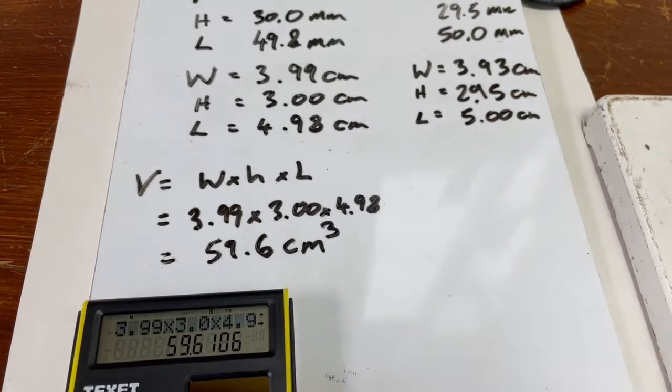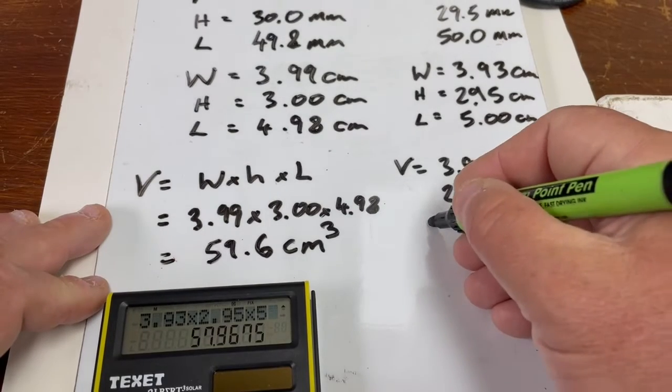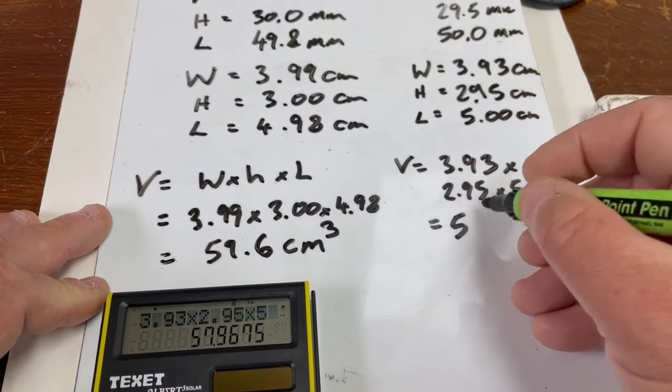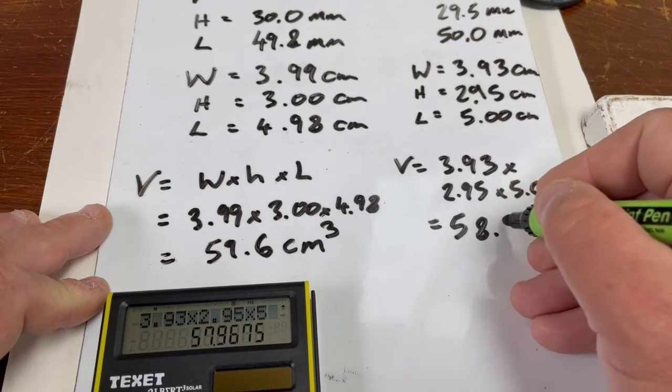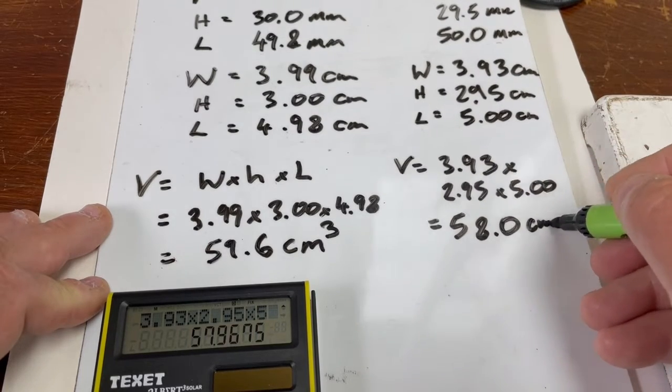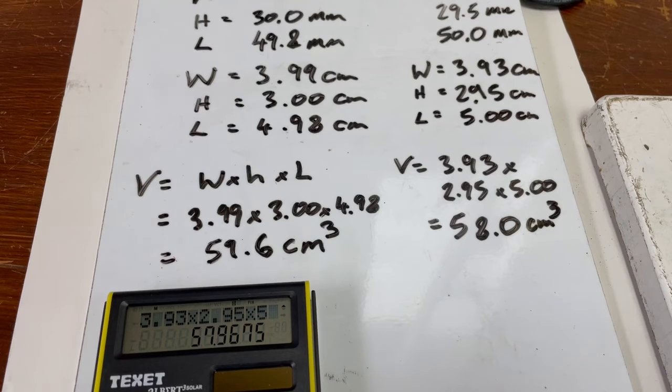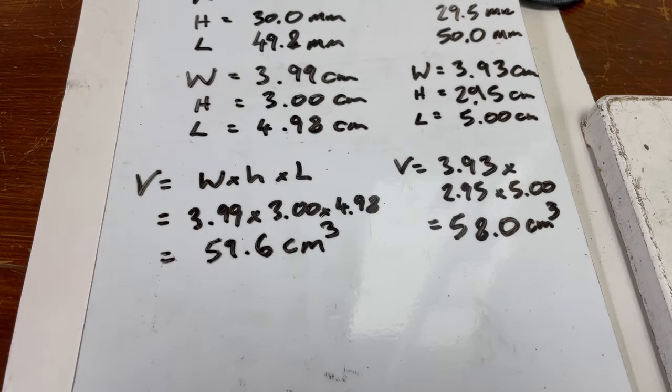I'm going to do the same now for the wood one to find the volume of the wood block. And I find that the volume of the wooden block, when I round it, is 58.0 centimetres cubed. Okay, so I now have the volumes of the blocks. What I need to do now is find the mass of the blocks.